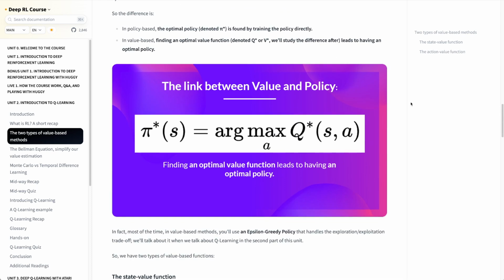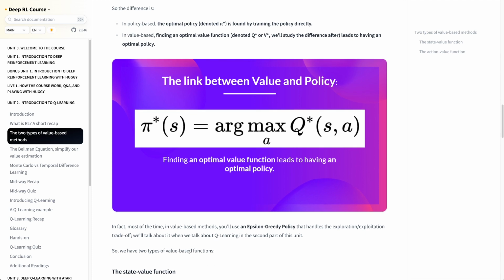So the link between value and policy is argmax Q star of S and A, with S presumably being the state and A the action. I think this is something we saw above, where this is the state-action pair. Right, so finding an optimal value function leads to having an optimal policy.